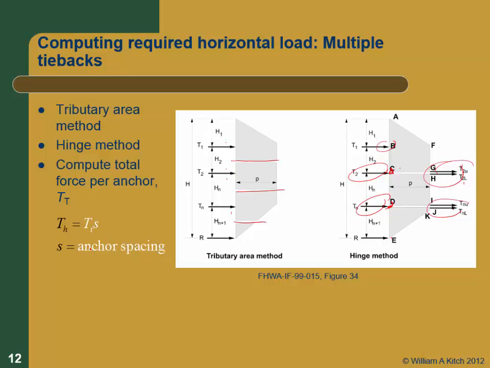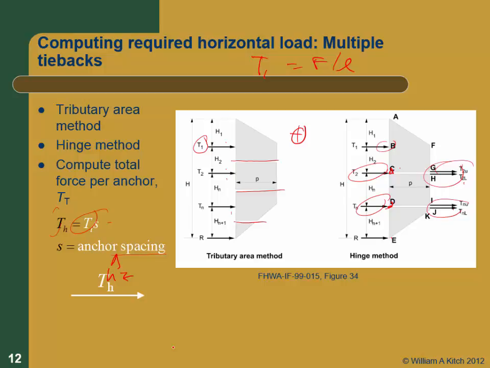And then the total horizontal force is Ti times the anchor spacing. Remember, these loads like T1 are going to be force per unit length into the paper, right? But our anchors aren't continuous, so now we've got to figure out what's the load on each anchor. That's going to depend on the spacing of the anchors. This is the horizontal spacing. So the load on each anchor is going to be this T times the horizontal spacing. That makes sense?